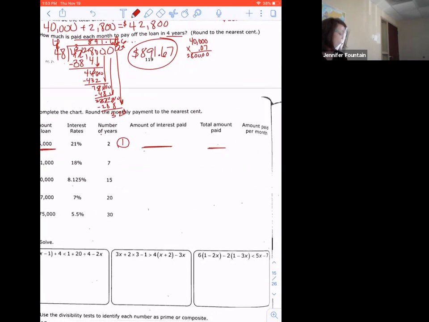And then amount paid per month. I'm going to have to look at my number of years, multiply by 12. Okay, so if I've got 2 years times 12, it's going to be 24 months. So I'm going to have to divide my total amount by the number of months. Okay, so that will be that part of homework.